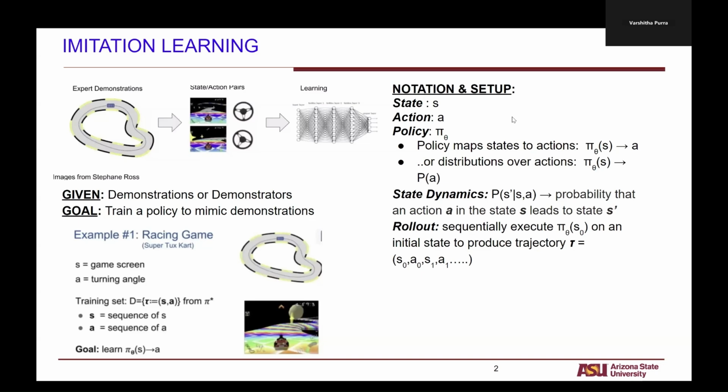Imitation learning is a technique in machine learning where models mimic expert demonstrations to learn tasks efficiently. You're essentially given demonstrations or demonstrators, and the goal is to train a policy to mimic these demonstrations. Some of the key terms associated with imitation learning can be seen on the right side.